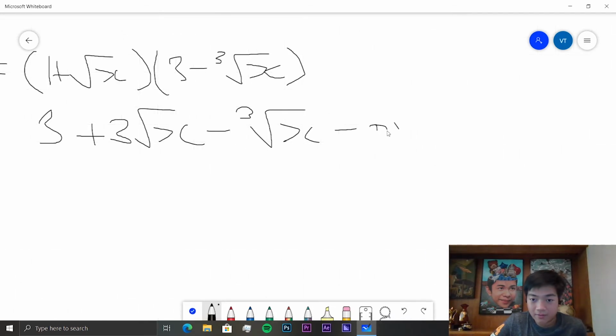x to the 1/2 times x to the 1/3. So if we're multiplying two powers, remember we add the exponents. So 1/2 plus 1/3 is actually equal to 5 over 6. So this is minus x to the 5 over 6.